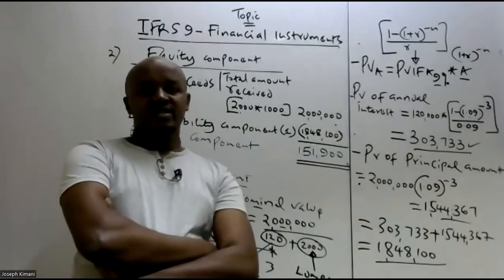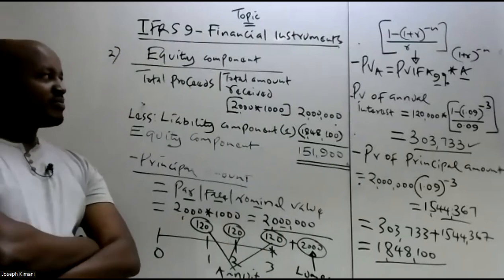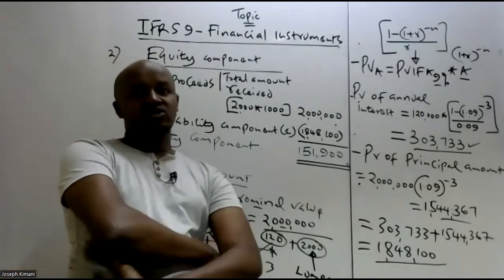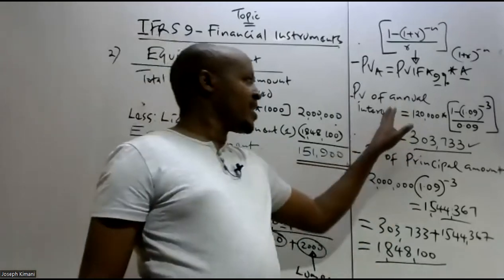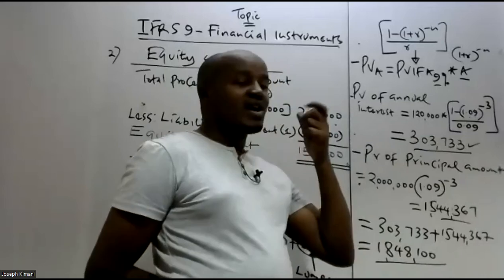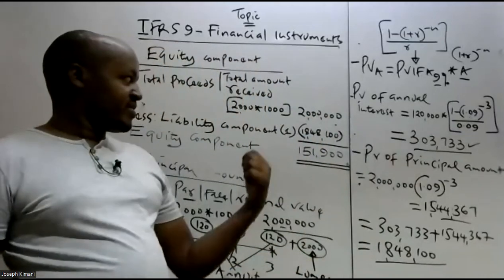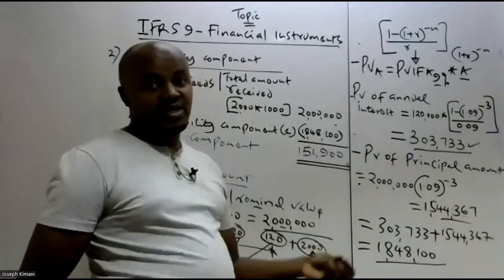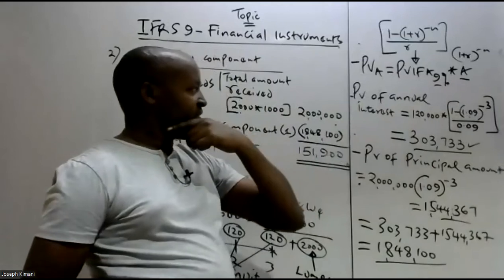One, we compute the liability component. How do we compute the liability component? By adding two items. By adding the present value of the annual interest. You have to compute the interest to be paid annually. You discount that, you get the present value. Because annual interest is an annuity, you take your annuity multiplied by the present value interest factor.